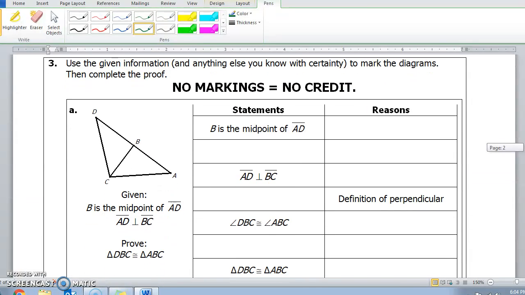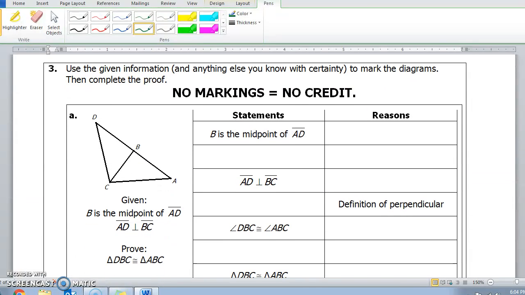Number 3, here's our first congruence proof. We always start with the first statement, and we have to provide a reason. They say that B is the midpoint of AD. So if B is the midpoint of AD, why is that? Our reason is that it was given to us. It's in that provided information. So we write given.